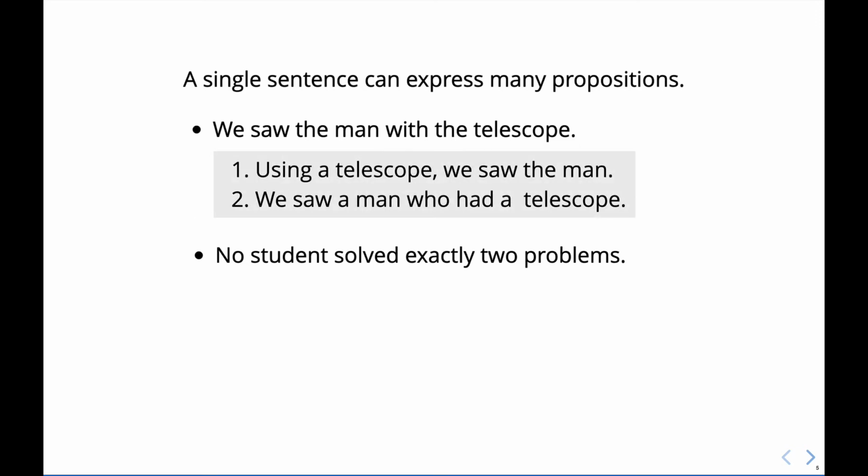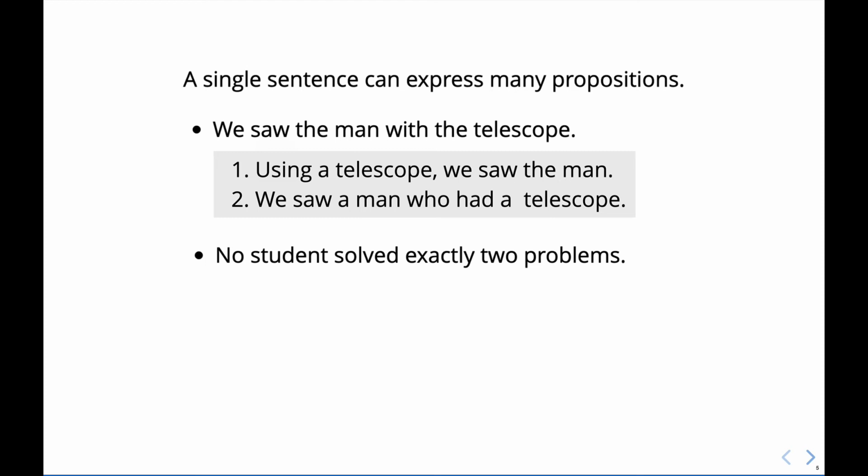It could be either using a telescope, we saw the man, maybe off in the distance, or second, we saw a man who was actually holding the telescope. These are two different claims, two different statements, and they're both expressed by this single sentence, we saw the man with the telescope. So this declarative sentence is ambiguous. It won't be clear unless you specify in the context or you're a little bit more precise about which of these two claims or statements is expressed by this declarative sentence.